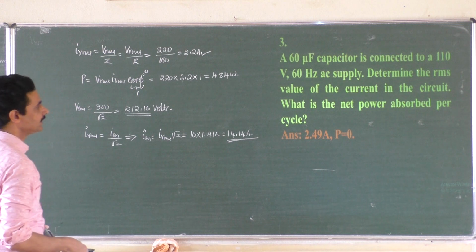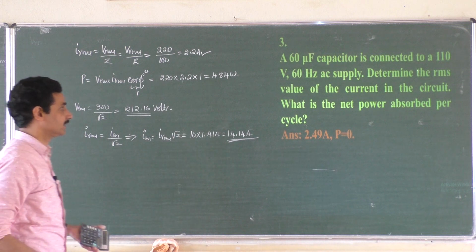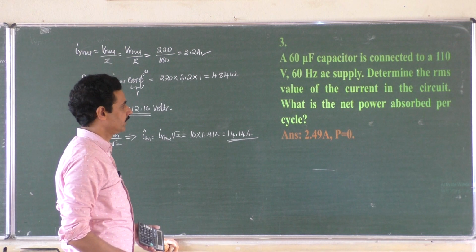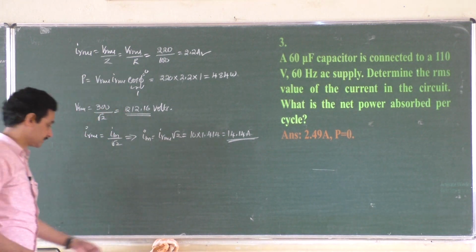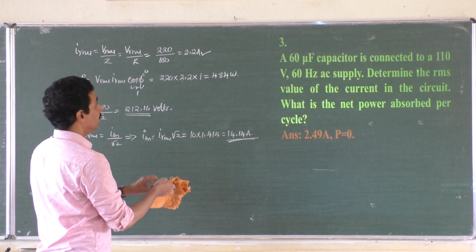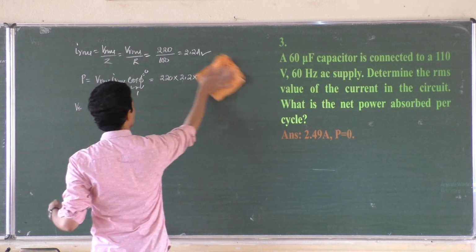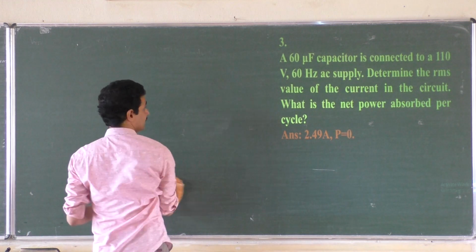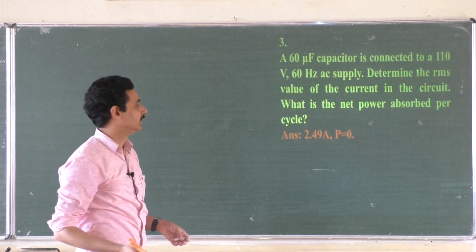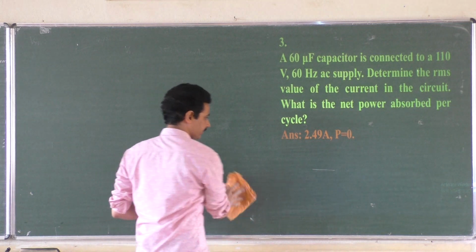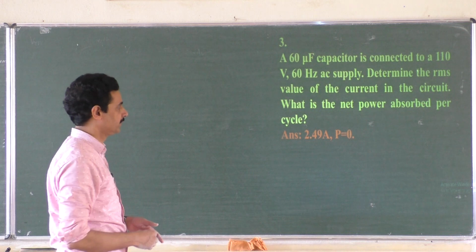A 60 microfarad capacitor is connected to a 110 volt 60 hertz AC supply. Determine the RMS value of current in the circuit. What is the net power absorbed per cycle? Do we have time? Yes, we have enough time. Only capacitor is connected. So there is XC, there is no XL, there is no R. Use all the formulas, but don't use XL and R. Simply you can stick to the same formula.